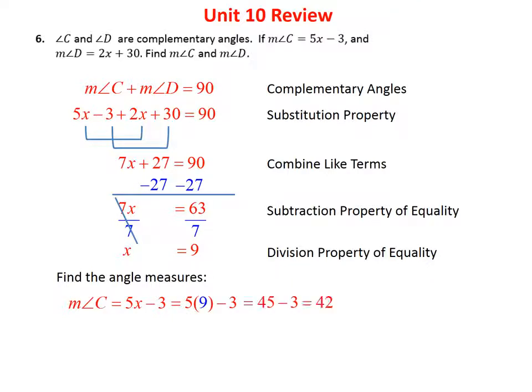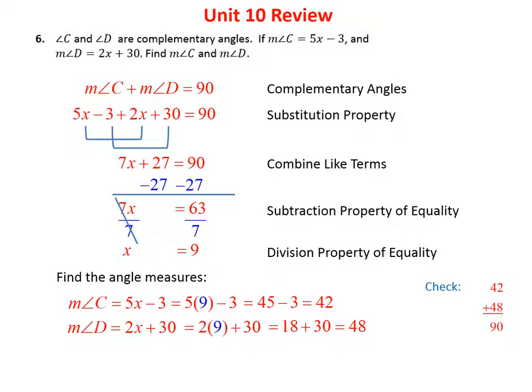5 times 9 is 45 minus 3 is 42 degrees. That's the measure of angle C. And likewise for D, the expression 2x plus 30, so we put in x equals 9. 2 times 9 is 18 plus 30 is 48. And once again, we can check to see that these angles actually add up to 90. And sure enough, 42 and 48 add up to 90, so we are correct.